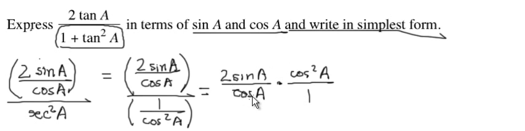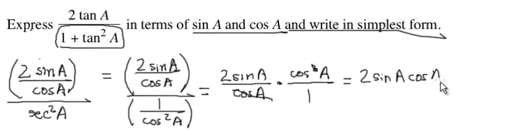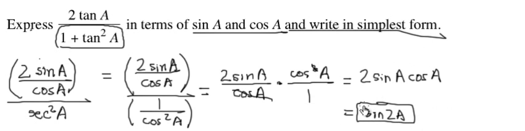And now you can see we can cancel one of those cosines, and we get 2 sine A cosine A. Now, there's an identity which I don't believe you've seen yet, which allows you to write this as the sine of 2A. But if you notice that, terrific, good for you. If you didn't, not a big deal. I believe this is where they expected us to stop. It's in terms of sine and cosine, and it's about as simple as we can make it because it's not a fraction anymore.